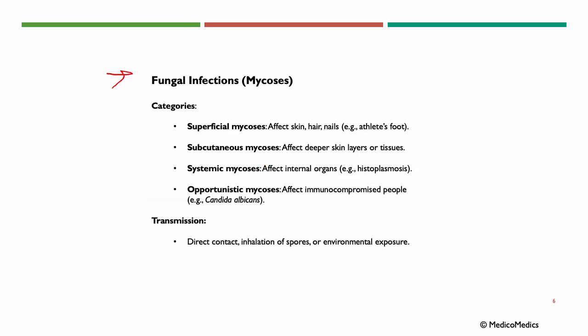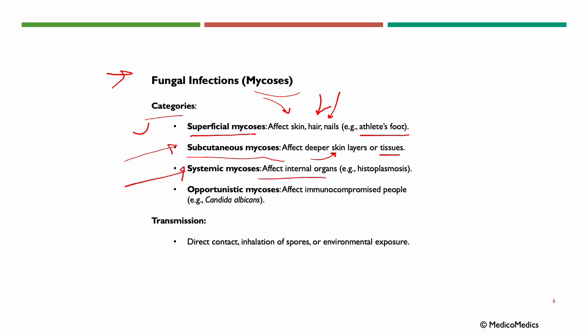Now, fungal infections or mycoses. These can be subdivided into different categories. So we have superficial mycoses. These affect hair, skin, and nails, like athlete's foot. We have subcutaneous mycoses affecting deeper skin layers or tissues. Systemic mycoses, so affecting internal organs like histoplasmosis. And opportunistic mycoses affecting immunocompromised people like Candida albicans.